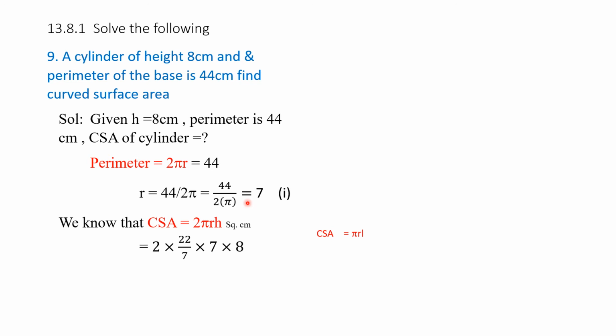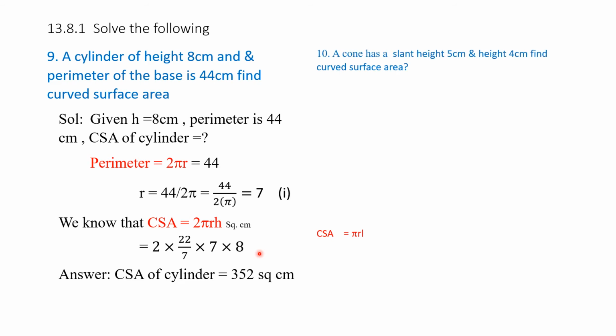Therefore, the curved surface area of the cylinder is 2 pi rh. That is equal to 2 into 22 by 7 into 7 into 8. Therefore, the 7s get cancelled. It is 2 into 22 into 8. The answer is 352 square centimeter. Please multiply, solve and verify this problem.